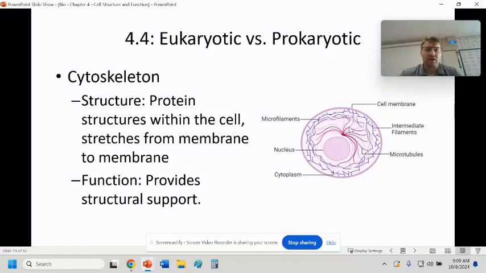And you can see here, one of the things we're going to talk about last is the cytoskeleton. The cytoskeleton is a protein network within the cell that usually helps support the cell from the inside. Think cyto meaning cell, and skeleton like your bones. This just provides structural support for the cell from the inside. And this is something that is, again, found in eukaryotes, not really much in prokaryotes.